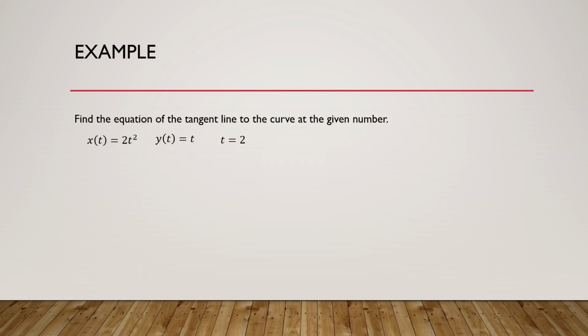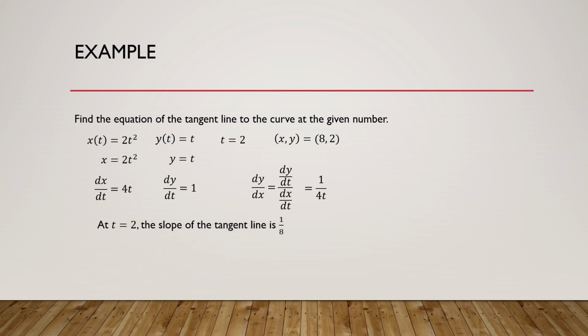Find the equation of the tangent line to the curve at the given number. X of t equals 2t squared, y of t equals t, at t equals 2. By finding x of 2 and y of 2, we get the xy coordinates of the point on the tangent line to be (8, 2). Since x equals 2t squared, dx/dt equals 4t. Since y equals t, dy/dt equals 1. Therefore, dy/dx equals dy/dt over dx/dt, which equals 1 over 4t. At t equals 2, the slope of the tangent line will be 1/8.